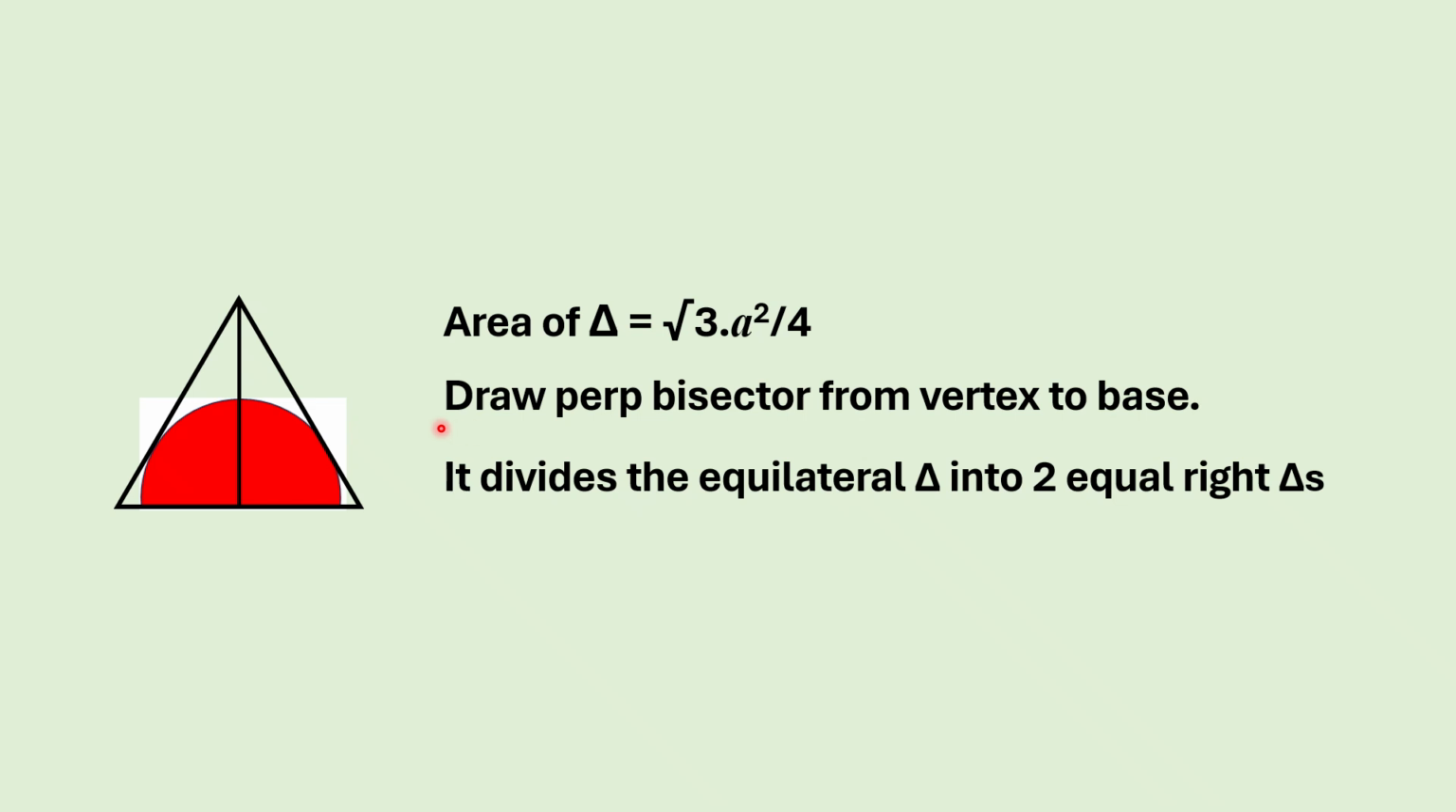So here we have an equilateral triangle. This blinking line divides it into two equal triangles, each of which would be a right angle triangle. So we get two equal areas. The triangle has been divided into two triangles of equal areas.